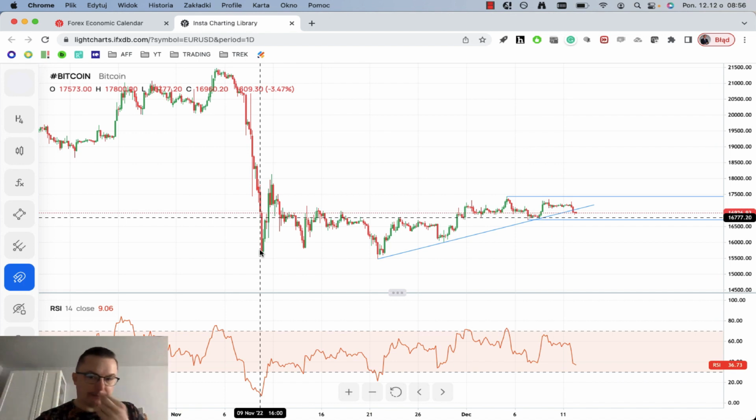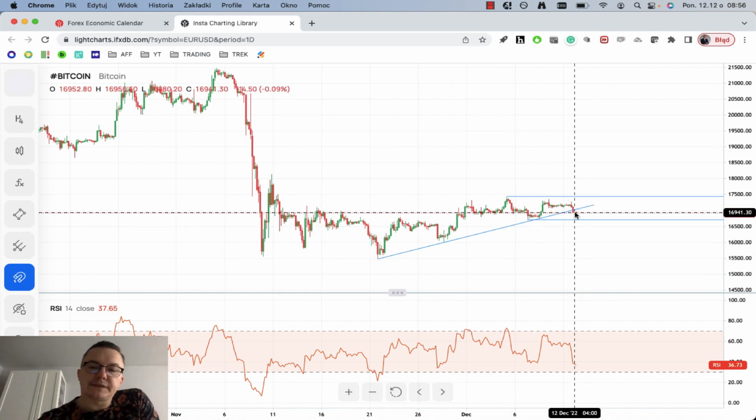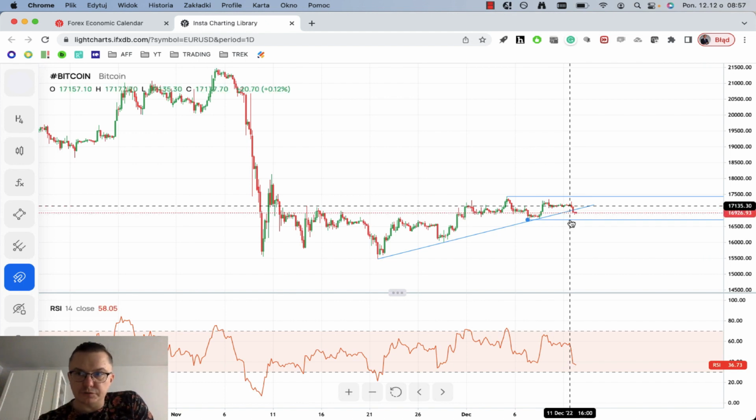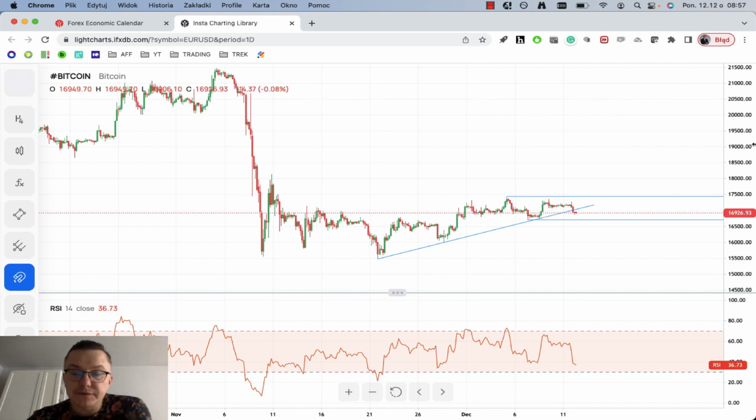Nevertheless, this kind of small breakout lower might be significant in the intraday timeframes, and this is why the technical support should be basically watched, right? This 16,428. So that's everything from me for today.